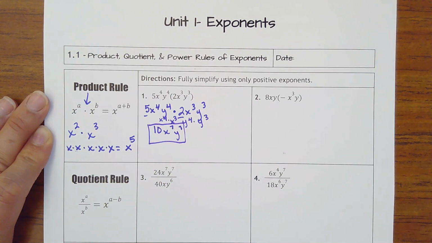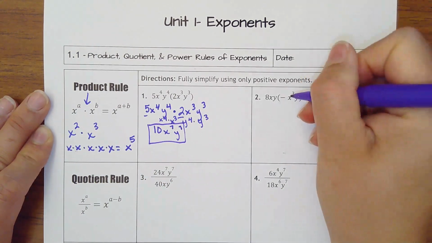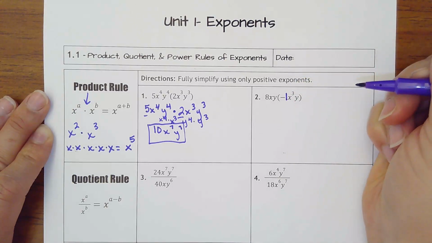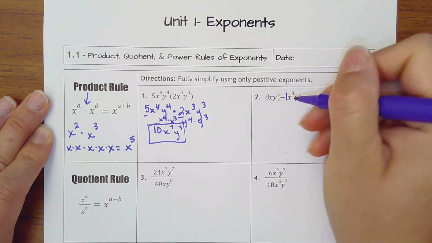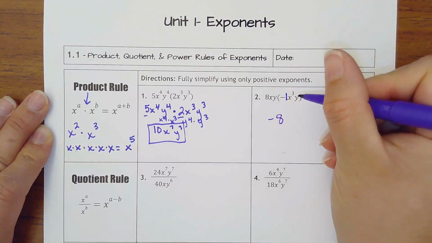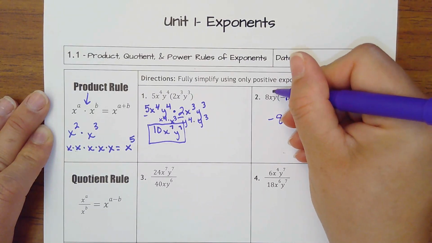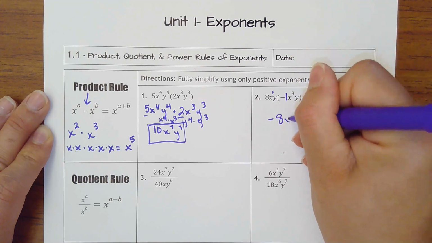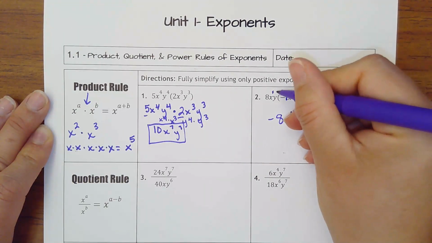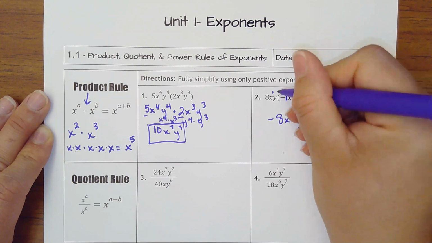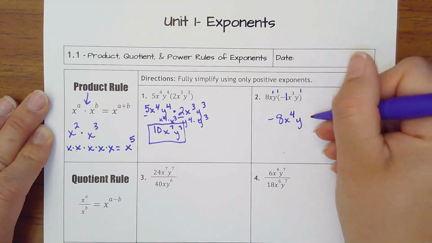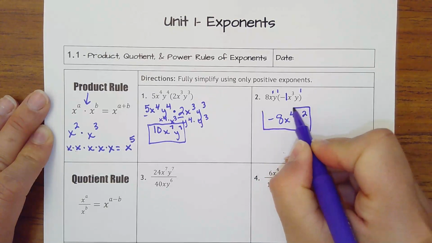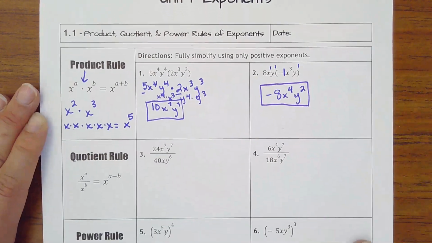All right, number 2, let's try one more. I'm not going to write this one out, but this is 8 times, since there's no number or coefficient in front, that's really a -1. So 8 times -1 would be -8. This is x to the 1st. When you see no power after it, it's to the 1st. X times x cubed would be x to the 4th, because you're adding the powers. Y to the 1st times another y would be y squared. So think when you're multiplying, you're adding powers.